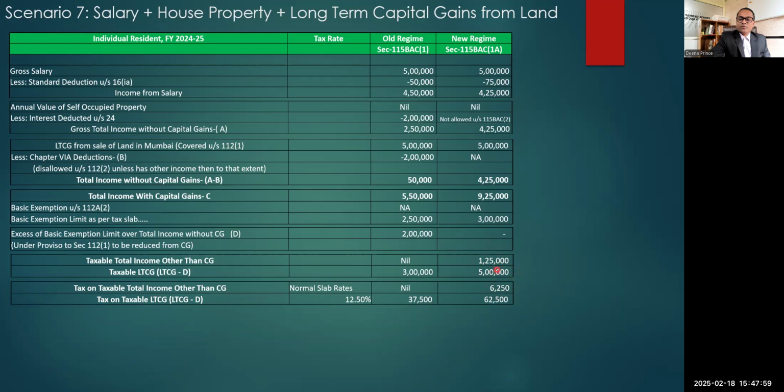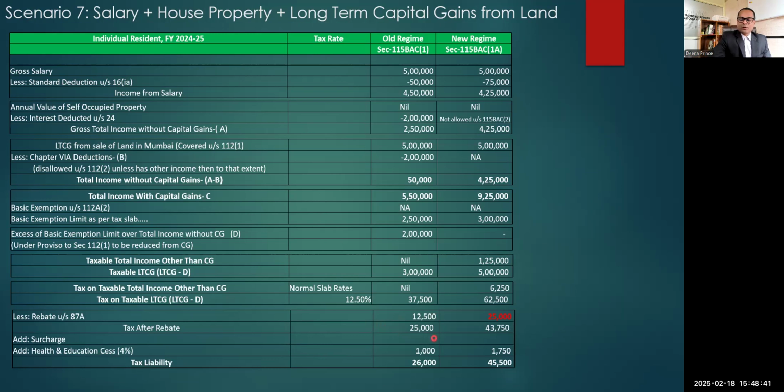Sorry, 12.5% will be applied on 5 lakhs, which is the capital gains, and on 1,25,000 the normal tax slab will apply, which in this case is 5% of 1,25,000, which is 6,250, and 12.5% of 5 lakh is 62,500. In old regime, there is no normal tax slab applied because it is nil. LTCG is 3 lakh. 12.5% of LTCG is 37,500.